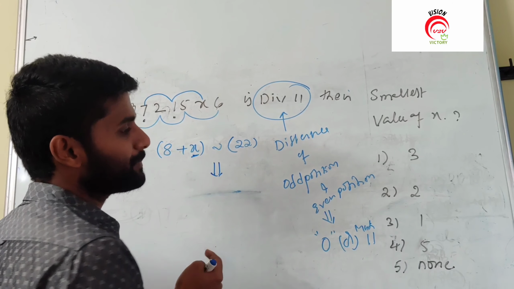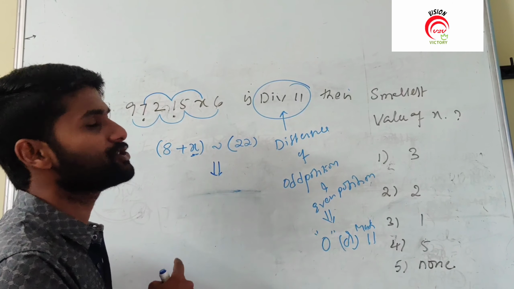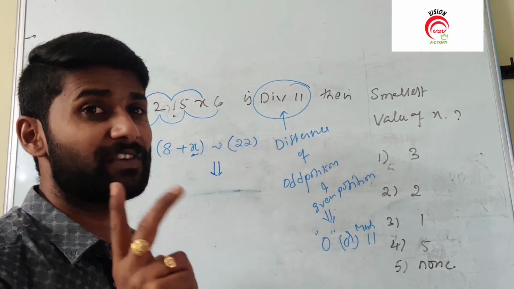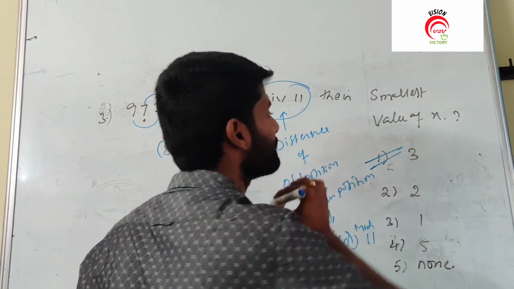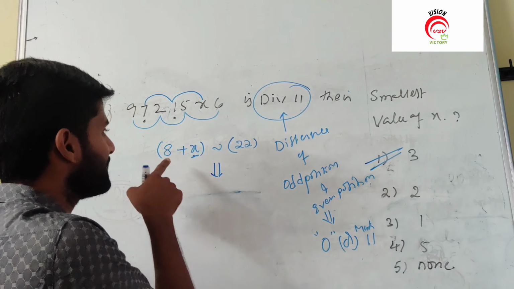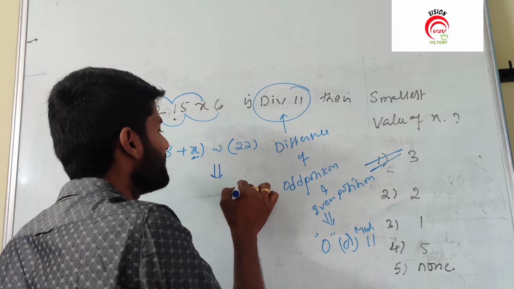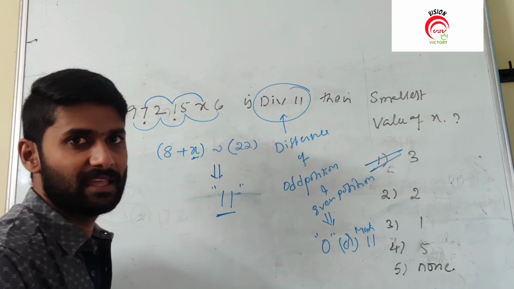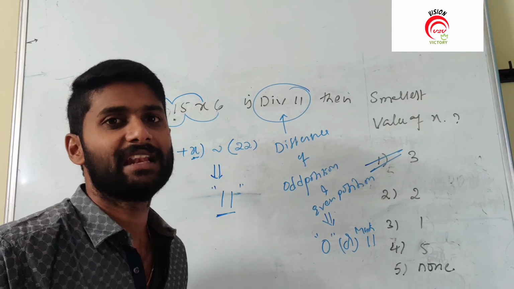See, x can be replaced as, for example, 2: 8 plus 2 is 10, and 10 and 22, the difference is equal to 12. 12 is not divisible by 11. That's why x can be replaced by the number 3. Why? Because 8 plus 3 is 11, and 11 and 22, the final resultant is equal to 11. If you get the resultant 11, definitely the number is divisible by 11.